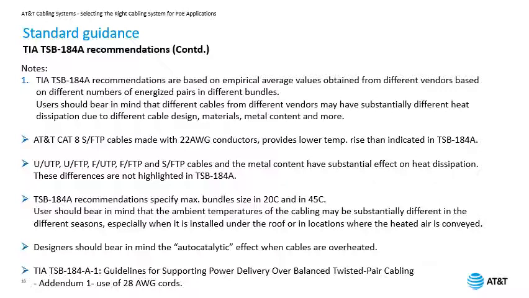TIA-TSB recommendations specify maximum bundle size at 20 degrees Celsius and at 40 degrees Celsius. Users should bear in mind the ambient temperature of the installed cabling, because it might be substantially different in different seasons or different areas of the world, especially when it is installed under a rooftop or in a location where heated air is conveyed.